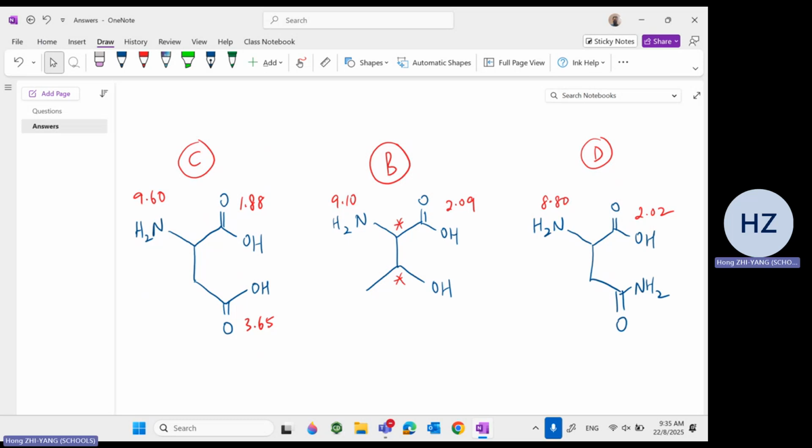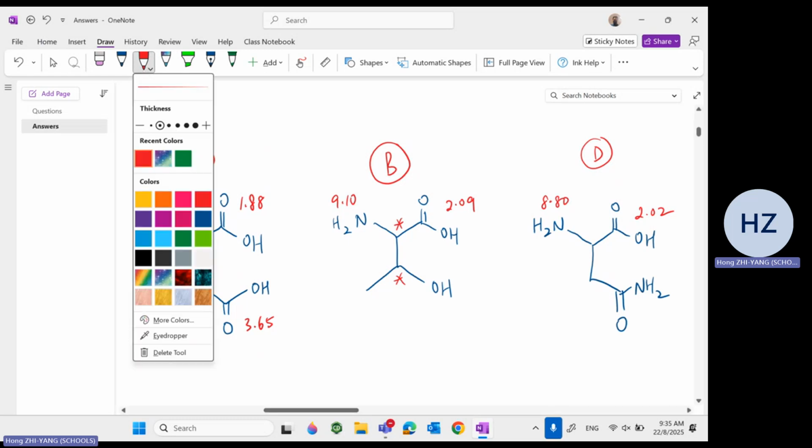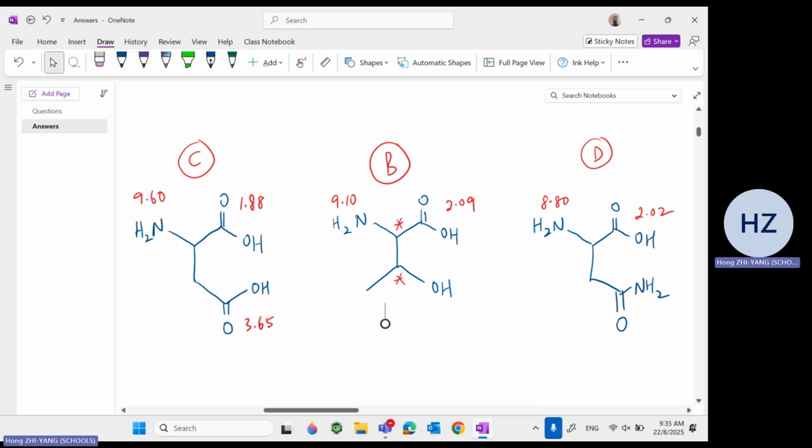Okay, since we are on the chiral center thingy, how many chiral centers are there in amino acid C and D? How many chiral centers for C? Actually, there's only 1, right? Yep. There's only 1 for D also. So therefore, there's only 1 answer for that question about the 2 chiral centers.